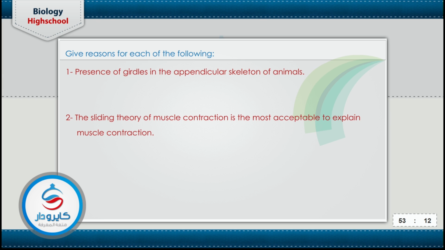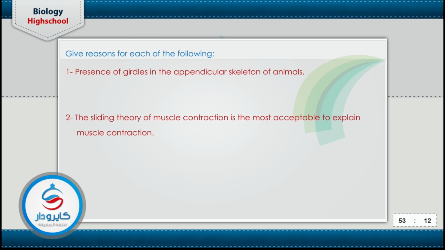So the presence of the girdles is to facilitate the connection with the forelimbs and the hind limbs and facilitate the use of the forelimbs and hind limbs due to the presence of the wide joints at the shoulder and the thigh joint. The shoulder is a joint formed due to the presence of the head of the humerus in the glenoid cavity of the scapula, but the thigh joint is due to the presence of the head of the femur in the acetabulum cavity in each side of the pelvic girdle.